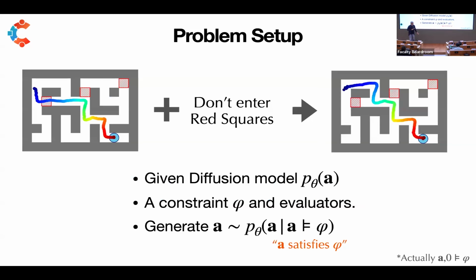So here's the problem setup. I have a particular diffusion model, all right, P theta, and it generates a path, let's say like the one shown here. And now I would like to constrain it in some way. So I have a particular constraint, okay, an evaluator. So I must be able to evaluate whether the constraints have been satisfied or not. This is a requirement for my setup. And what I would like to do is to generate actions that satisfy this constraint. All right, this is what I want to do.